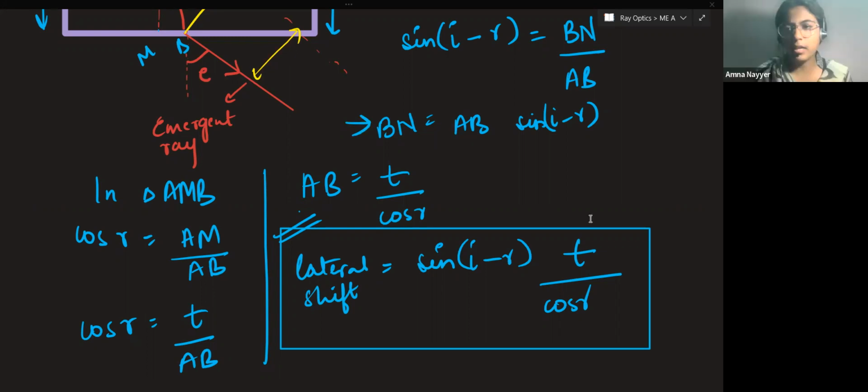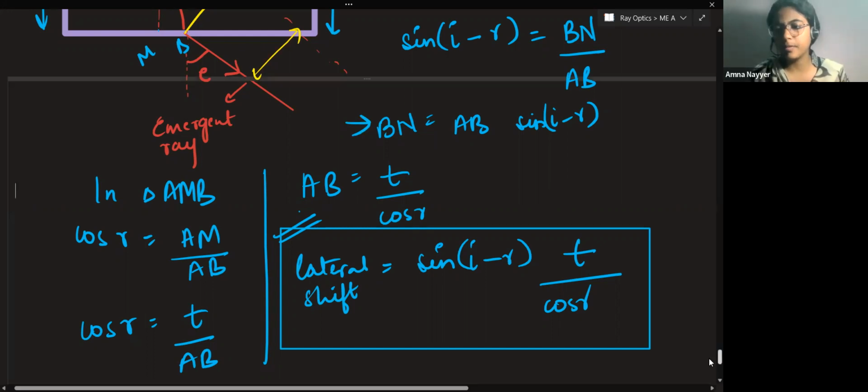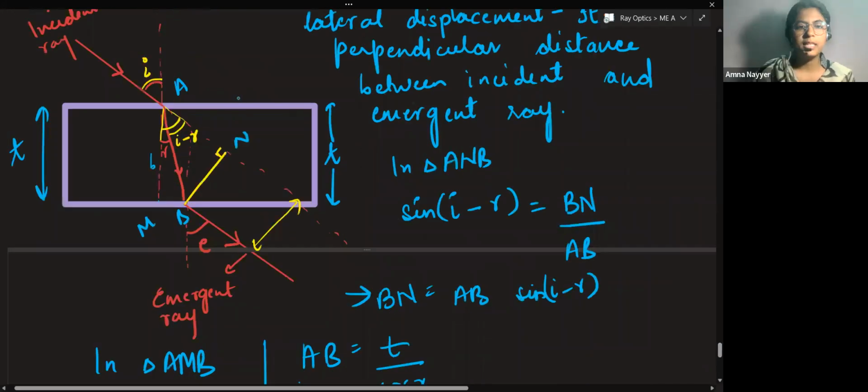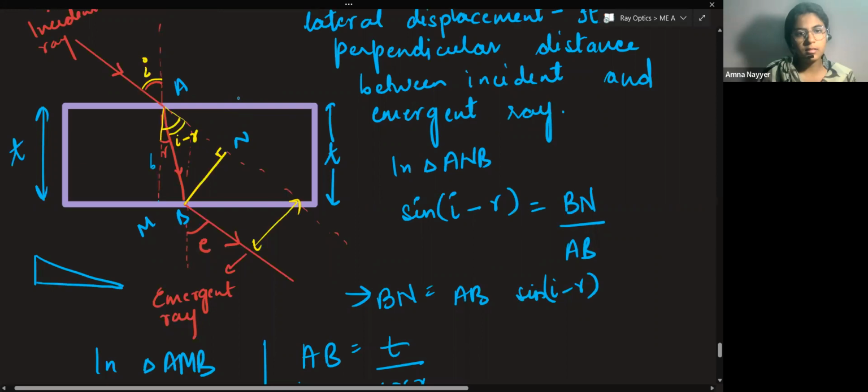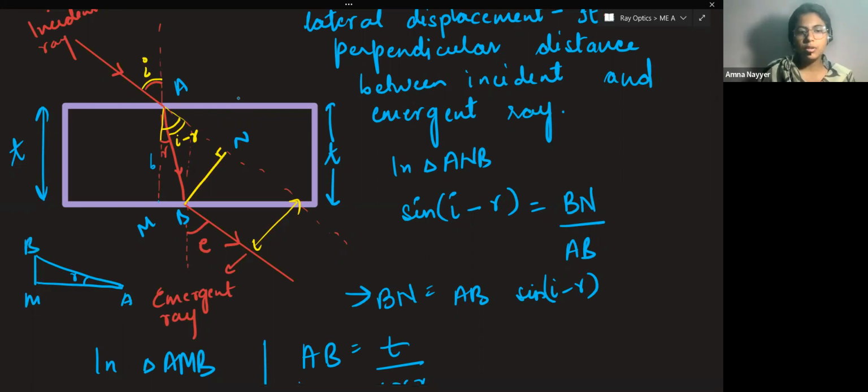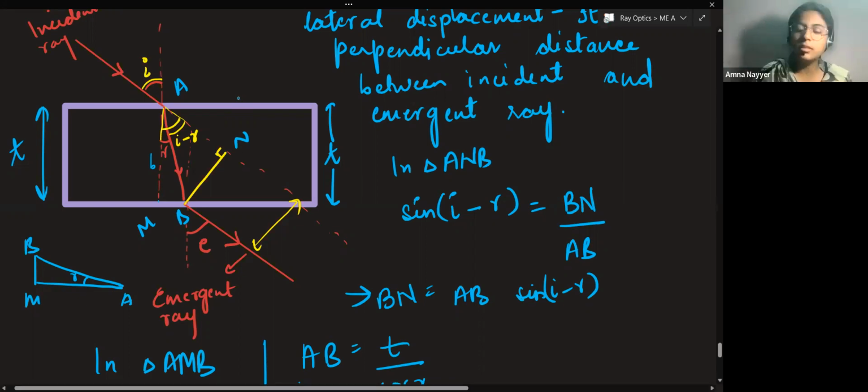Now see, in this triangle AMB, this is the triangle that we have. This is R. This point is A, this is M, this is B. So here, cos theta, I have just tilted the figure. This figure, triangle AMB, is there, because now writing cos theta is easier.